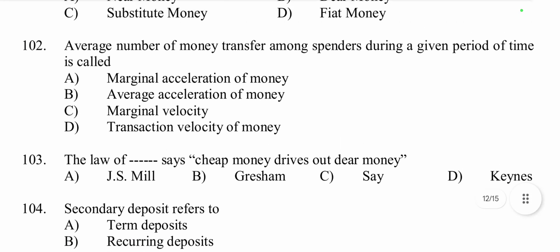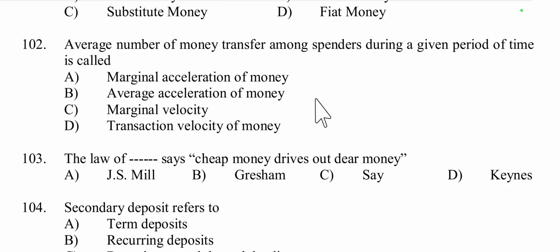Then question number 102, the average number of times money is transferred among spenders during a given period of time is called marginal acceleration of money, average acceleration of money, marginal velocity, transaction velocity of money. This is called transaction velocity of money, because the velocity of money refers to how often money changes hands in a given period. So the transaction velocity specifically relates to actual spending activity.